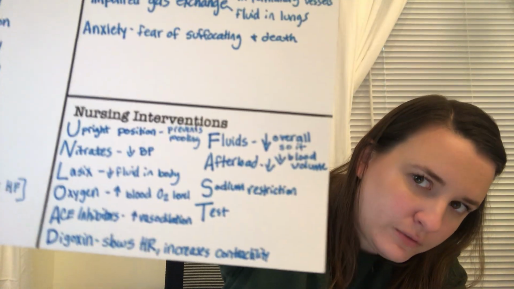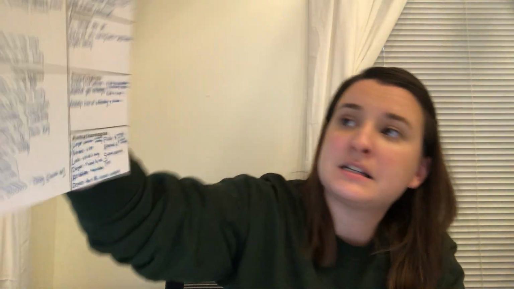Now we're getting into fast. F is for fluids. You want to decrease it overall so it decreases the blood volume. You want to decrease the afterload of the heart. You want a sodium, S, restriction, and T, just overall different tests that you can do for your patient. So Unload Fast. That's for heart failure.